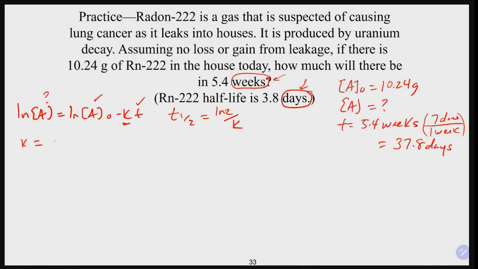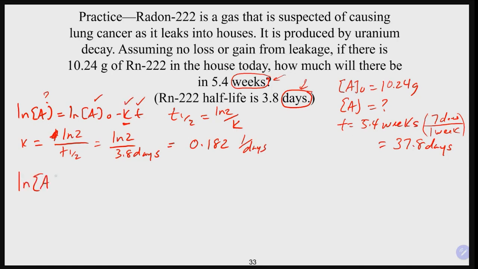So solving for the decay constant, it's the natural log of 2 divided by our half-life, which in this case is 3.8 days. That's going to give us the natural log of 2 divided by 3.8. That will give us a decay constant of 0.182. Again, the units here are 1 over days, or reciprocal days, however you want to say it. Now that we have that, we're good to go back into this equation.